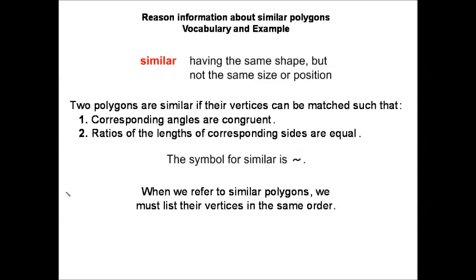It's like somebody shot the triangle or the square or whatever with a shrink ray or an enlargement ray and shrank it or enlarged it. But the angles will be congruent. The side lengths will be in a proportion. So angles are equal, sides are proportionate.